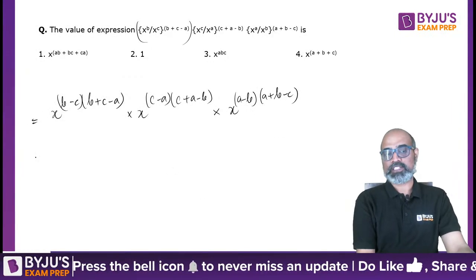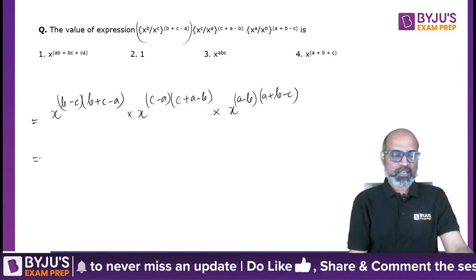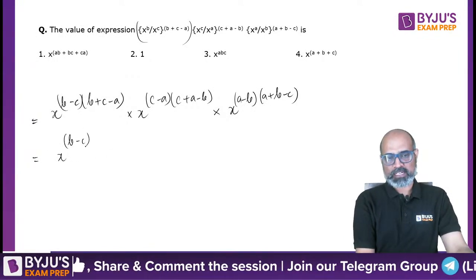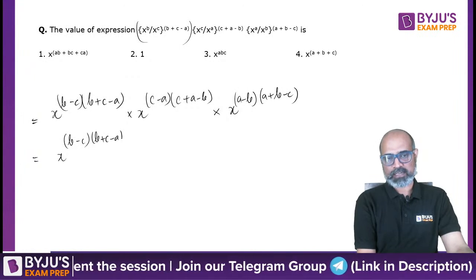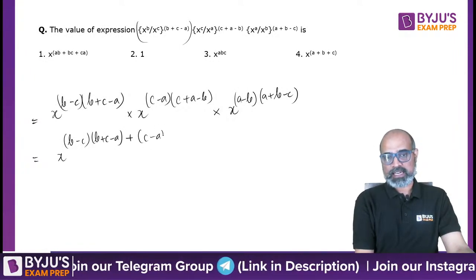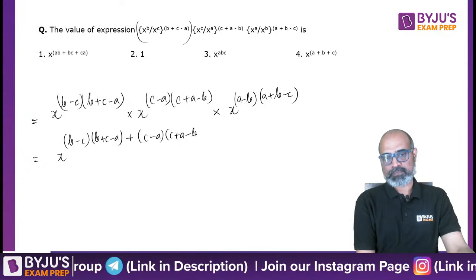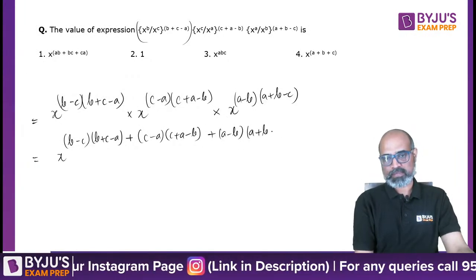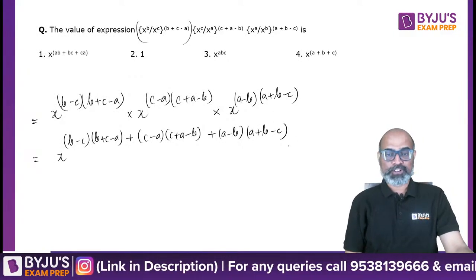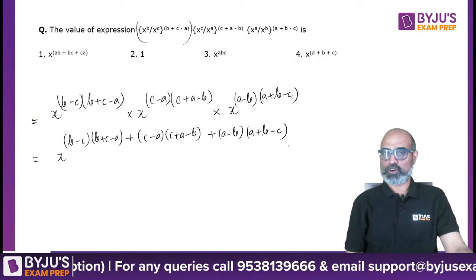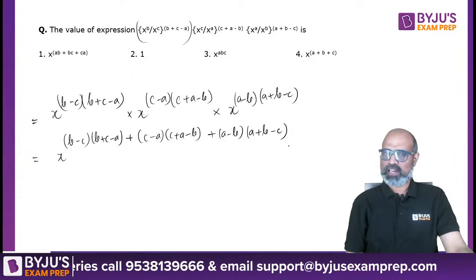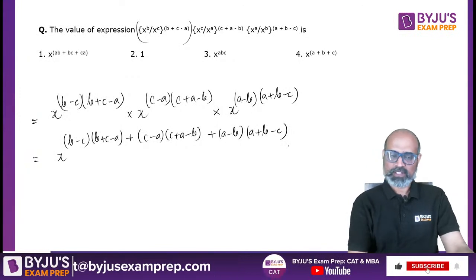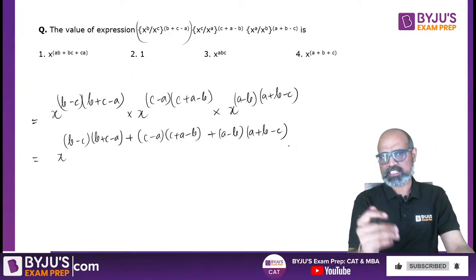Now, what happens when you have the same base? The powers are supposed to add, right? So we will have x to the power b minus c into b plus c minus a plus c minus a into c plus a minus b plus a minus b into a plus b minus c. Now, are we really going to open the brackets and then solve what power we are going to be left with? No. What we are going to do is we are going to put in random values of A, B, C and see what we get as the power.